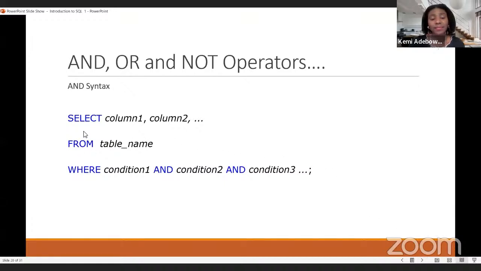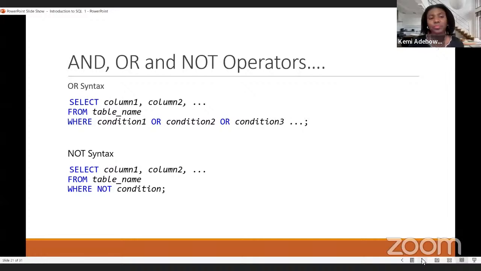So the syntax: we're going to select column 1, column 2, from the table name, where condition 1 and condition 2, and depending on the number of conditions you want to specify, are true. This is the OR syntax, the same thing. Then the NOT is going to have WHERE NOT, then you state the condition. Where not light-skinned, or where not 7 feet tall.